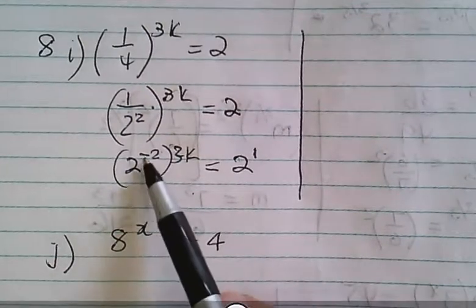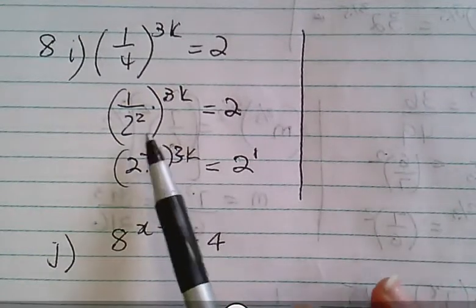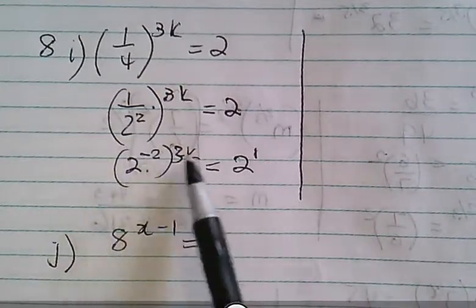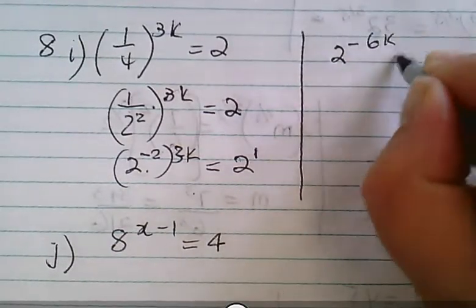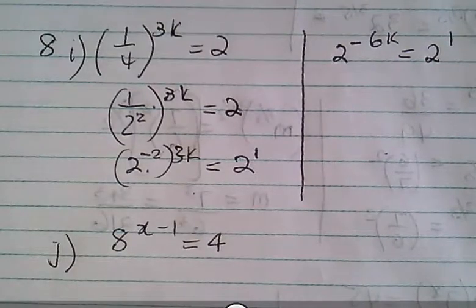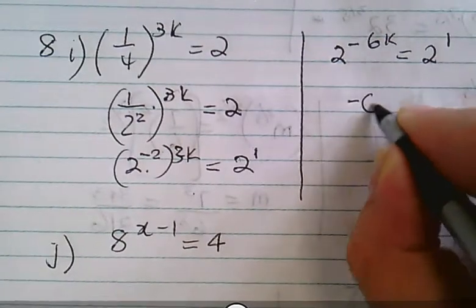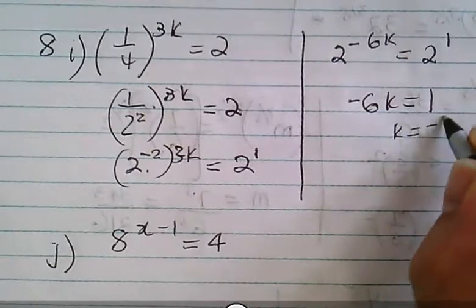You don't have to do it this way, but I think it's a good idea because now what do you do with the negative 2 and the 3k? 2 to the negative 6k equals 2 to the 1. Now you can equate powers, yeah? And you get that negative 6k equals 1, so k is negative 1/6.